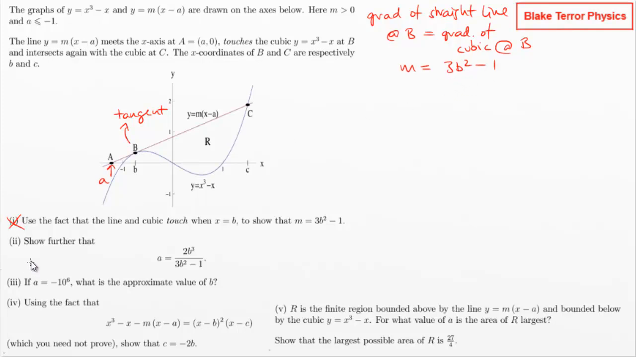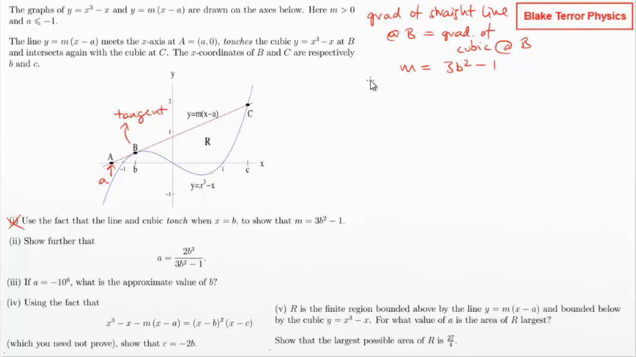That was that done. Show further that a equals all of that. Right, so how did a come into all of this? So we've got what m is. We're just going to be dumping some of this in, I would have thought, because we want to get what little a is. These are intersecting each other. We know what the value for m is. So at b, this is where all of this meets.